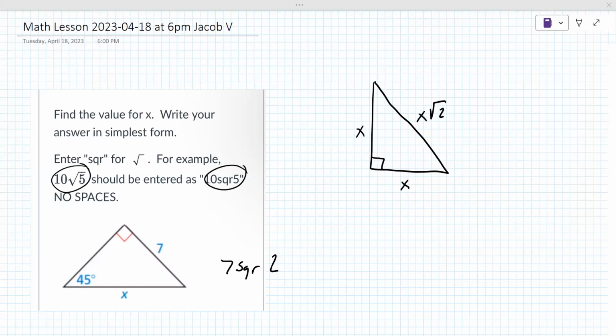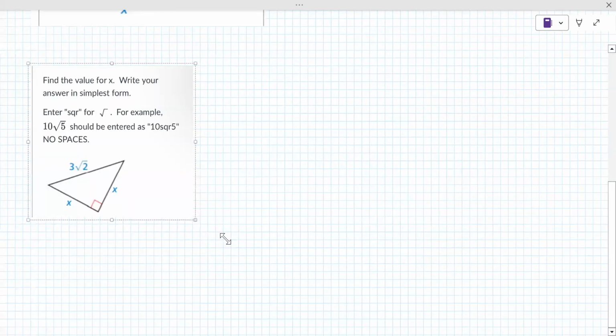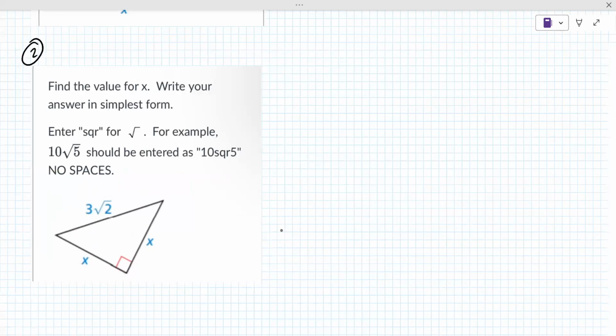All right, so here is the next question that I see. This looks like number 2. Does that look right to you?